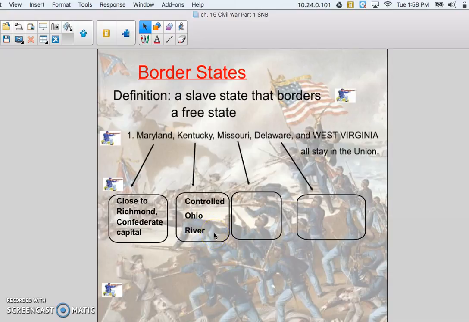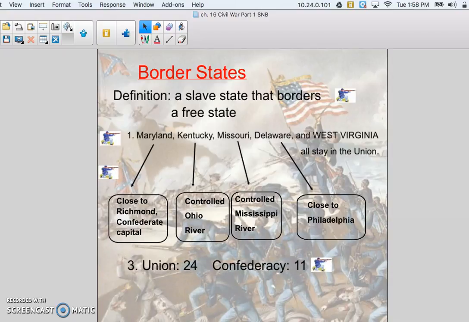Kentucky controlled the Ohio River. Remember, rivers, like railroads, were the lifeline of trade and movement of goods and people. Missouri controlled the Mississippi River, kind of towards the west. Very important state. Many slave people there, many anti-slave people there too. They would cause skirmishes going on in that state all the time as well. Delaware was close to Philadelphia. Philadelphia was in a northern state, so that's why Delaware was very important there.